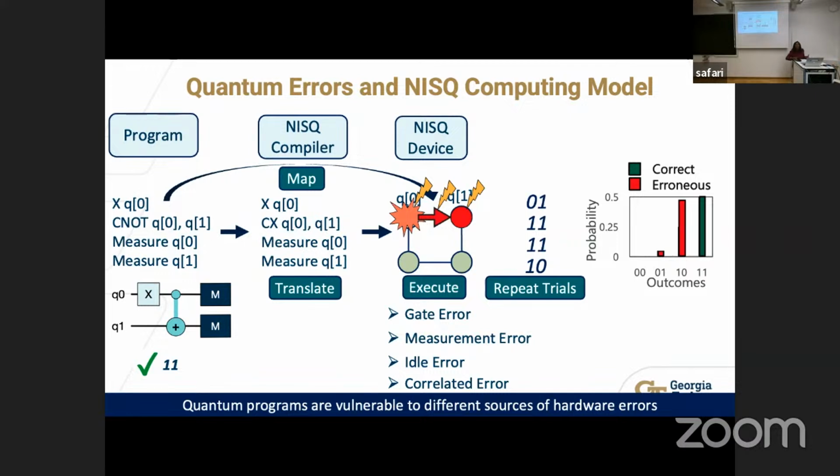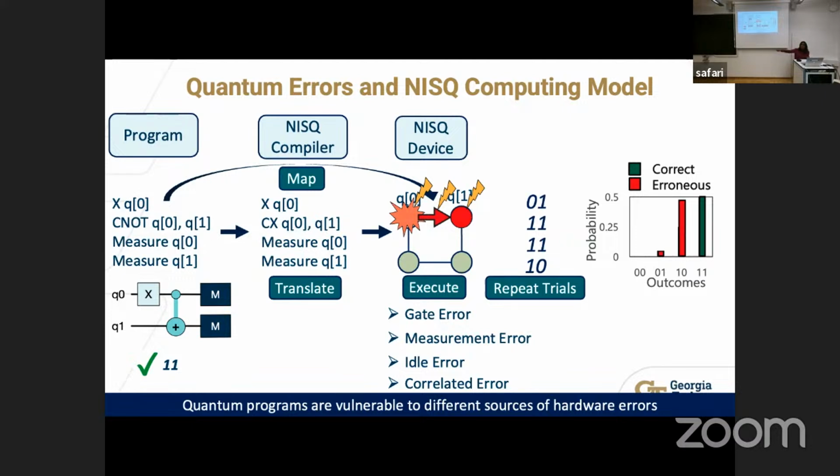So it depends on the application. For instance, if you run this circuit, it will always give you 1, 1, because what that X gate does is a bit flip. So if your state of qubit 0 is 0, it flips to a 1. When it controls qubit 1 in state 0, it will flip qubit 1. With no errors, you will get 1, 1 all the time.